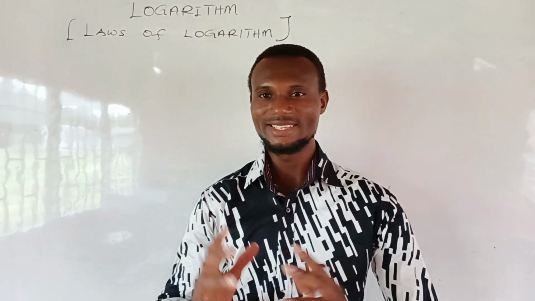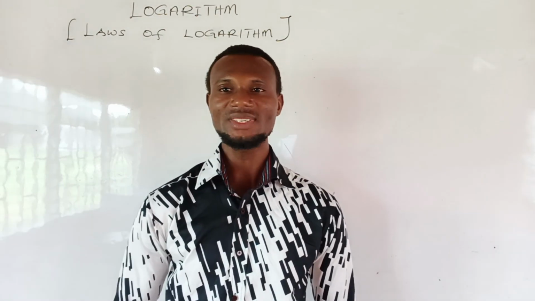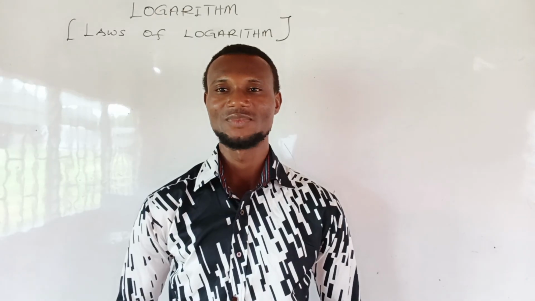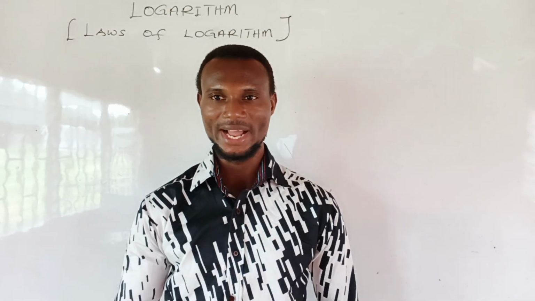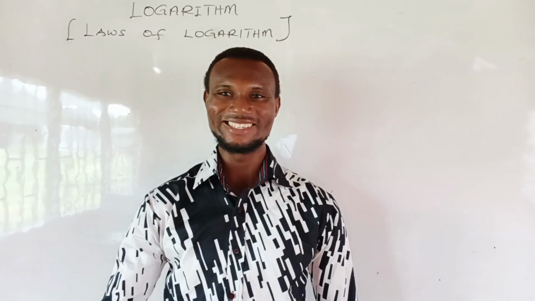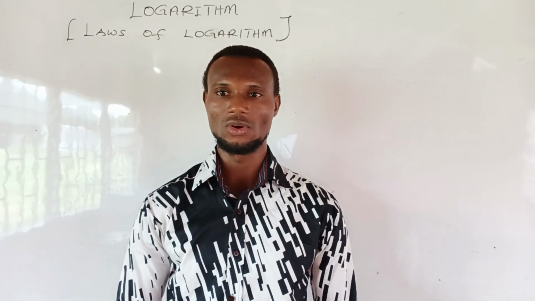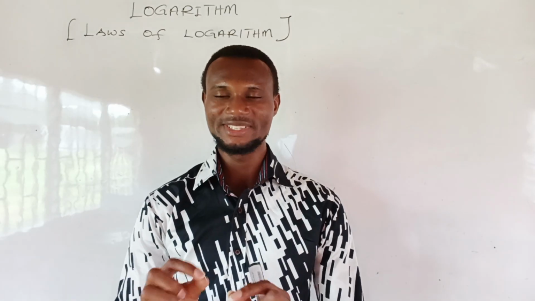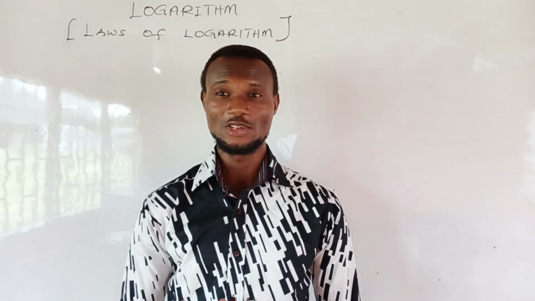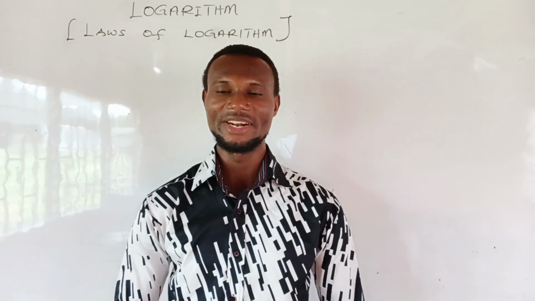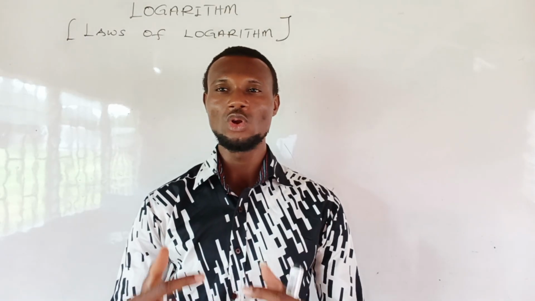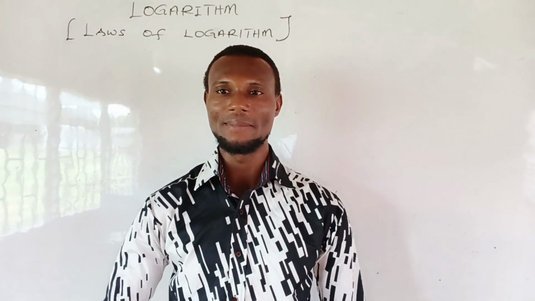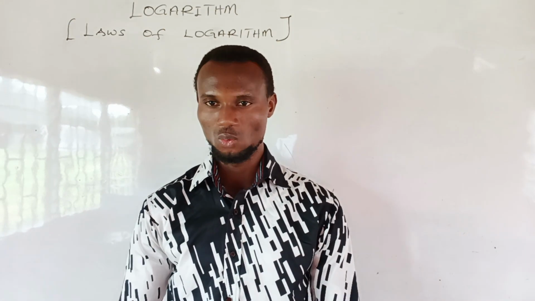Okay, so now let's start with the properties. Now, the first property of logarithm that you are supposed to take note is that the log of any number to the base of that same number is always equal to 1. I'm going to reiterate it one more time. I'm saying that the first property that you are supposed to take note in logarithm is that the log of any number to the base of that same number is always equal to 1.